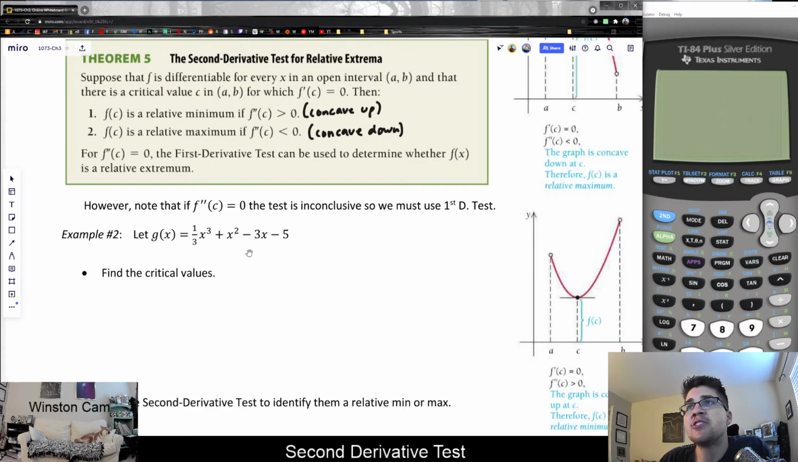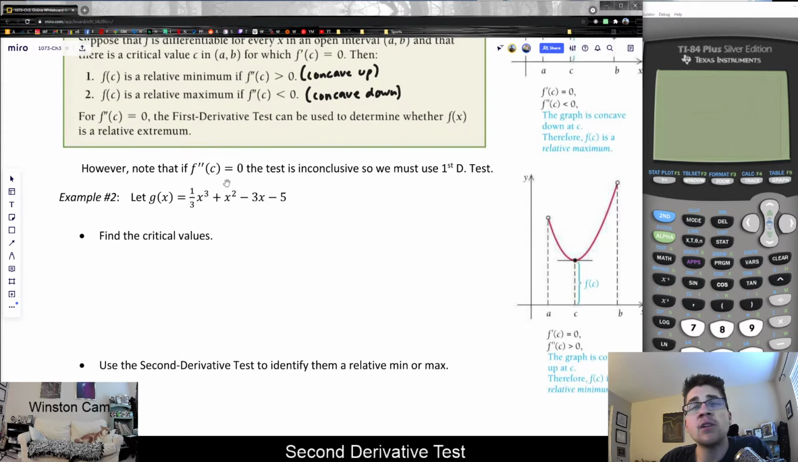So let g of x be 1/3 x cubed plus x squared minus 3x minus 5. Again, we could go look at the graph and try to figure these things out this way, but our goal is to understand the first and second derivative test, so let's practice it that way. What it says to do, first step is find the critical values. Just like with the first derivative test, we want to find those critical values. Remember, critical values are always where the first derivative is 0, not the second derivative. That's called something else. So first, to find the critical values, we take the derivative.